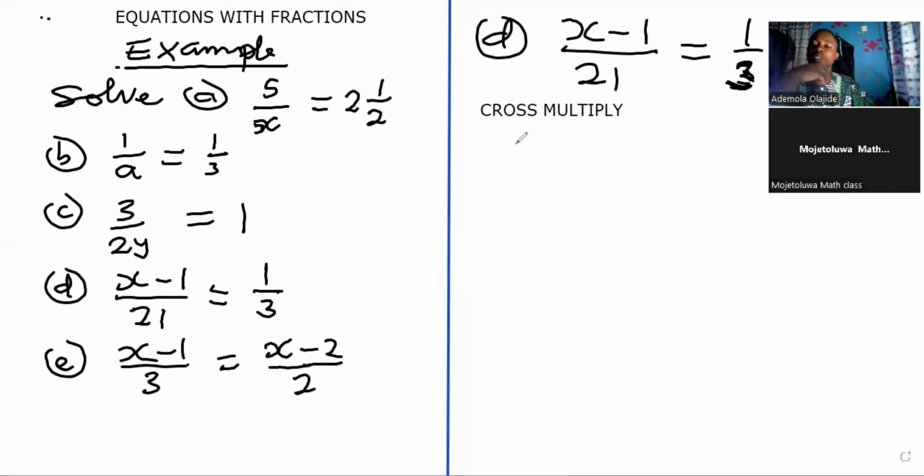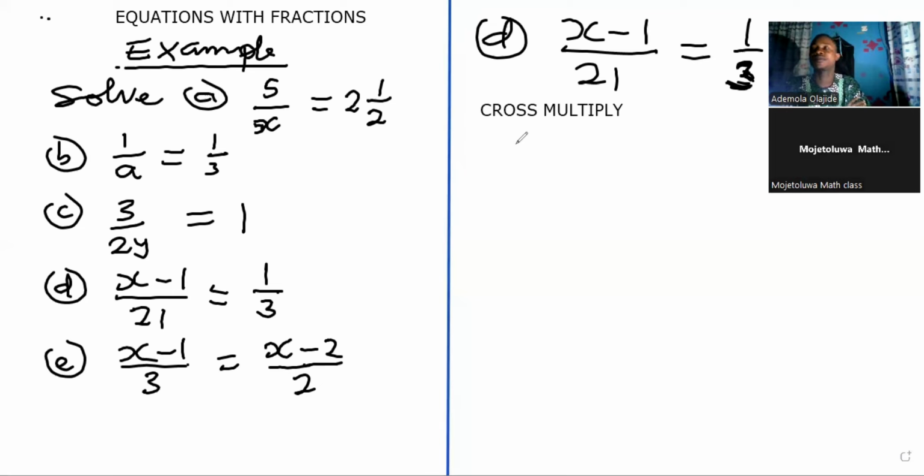How do we cross multiply? Well, usually we multiply them in straight arrows, but those two. Which and which do we multiply? When you cross multiply, at least we have done A, B, C. This is D. So how did we do those ones? How did we cross multiply?